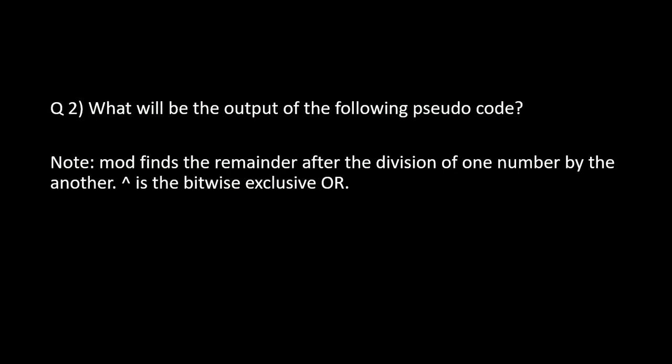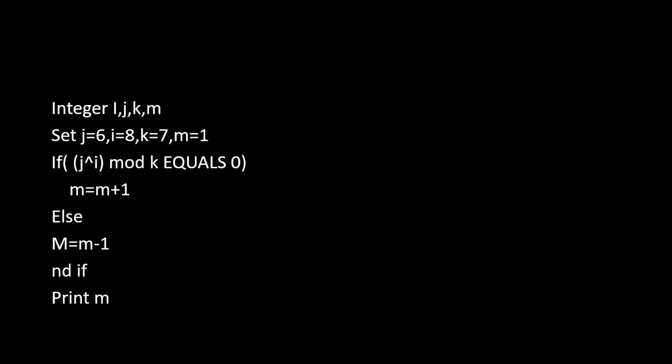Question 2, what will be the output of the following pseudocode? Note, mod finds the remainder after the division of one number by another, and here they have defined the sign that is used for bitwise exclusive OR. They have given this note because these notations or terms will be used in the pseudocode. So here you can see the pseudocode. We have i, j, k, m, and then we have set the values. Here j equal to 6, i equal to 8, k equal to 7, and n equal to 1.